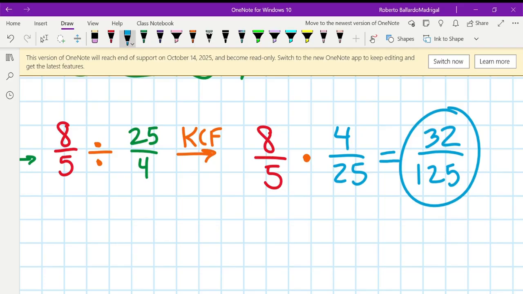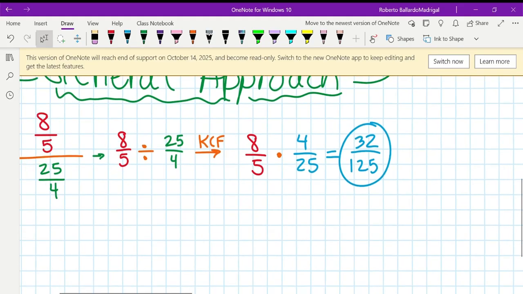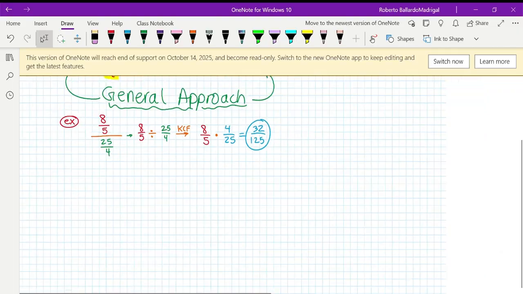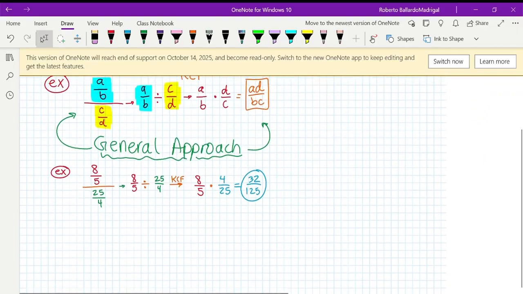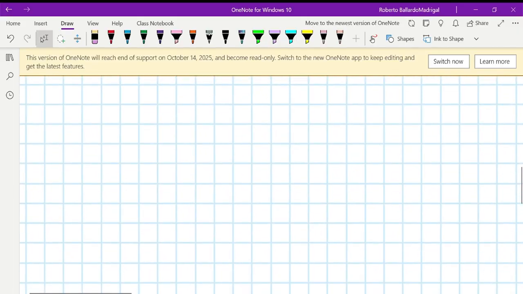Okay. Any questions on this first example? All right. So we think we're ready for some pre-calc material now? Let's take a look. So right here. Okay.